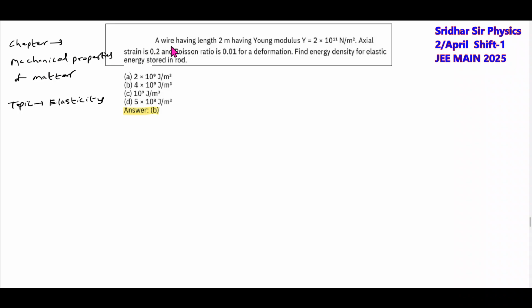Kids, we have this question based on the mechanical properties of matter. The topic name is elasticity. So here we'll start like this. A wire having length 2 meter, having Young's modulus Y, axial strain given, and Poisson's ratio. Poisson's ratio is actually out of syllabus, but still this question is manageable without this. Don't get confused here. Find the energy density. What is the formula for energy density?